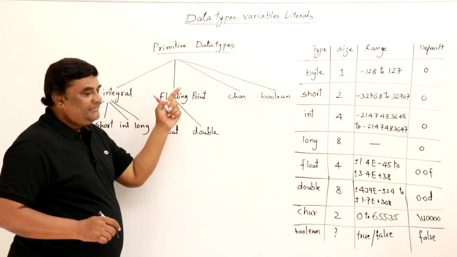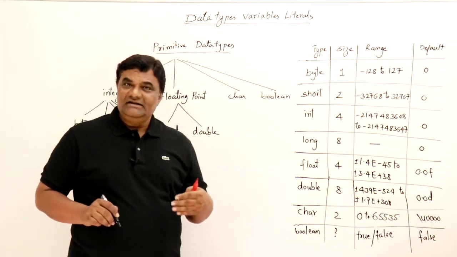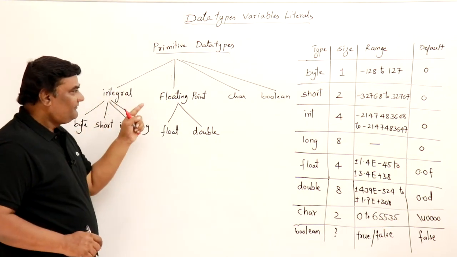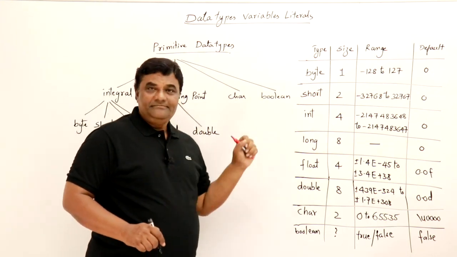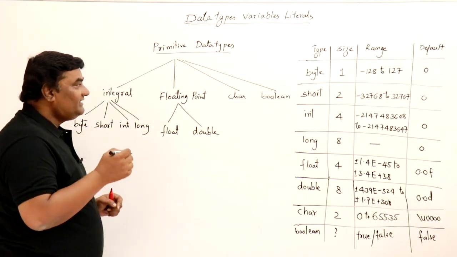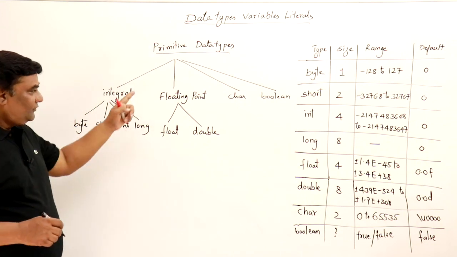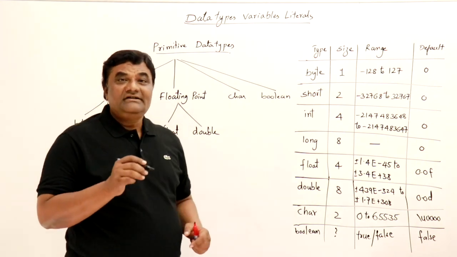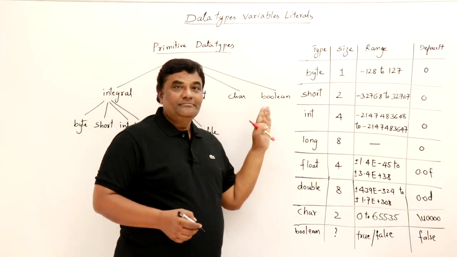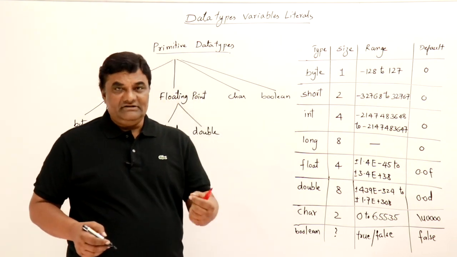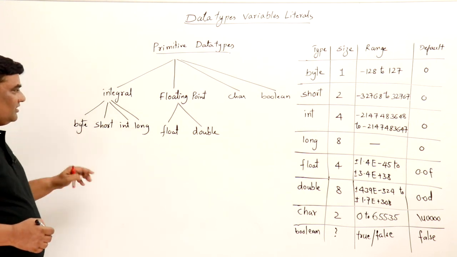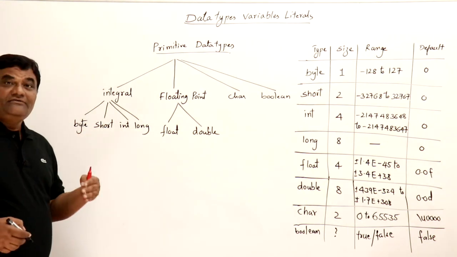So let us see what are the data types available in Java. The primitive data types, meaning the basic data types in Java, are built into the Java compiler. They are categorized like this: integral type, floating point type, character and boolean. Integral types can have any numeric value without a decimal point. Floating point types can have numeric values with a decimal point. Character is just for storing a character, and boolean is for storing true and false. Under integral, we have byte, short, int and long. All these are of the same type, but they are of different sizes.